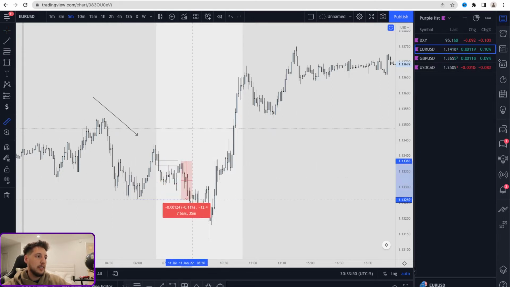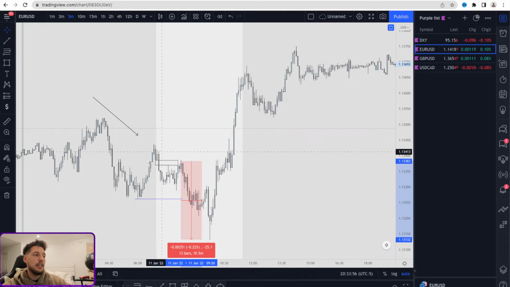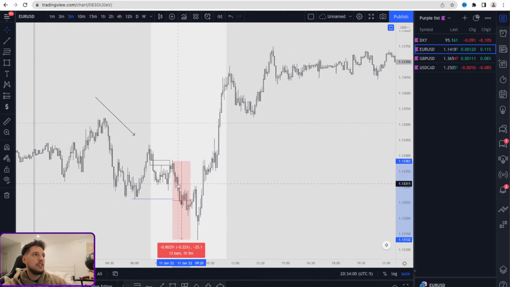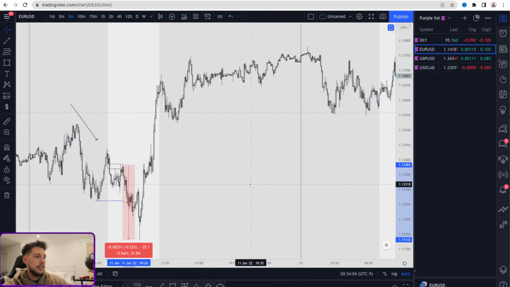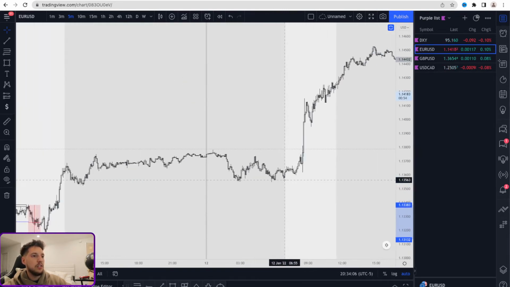In this scenario, we can see how market had a nice about 12 pip move, but overall, we saw a 25 pip move to the downside. This was a great move that happened, I believe it was on last week's Tuesday, some time ago. This was January 11th. Okay, so now let's go over to the next day.